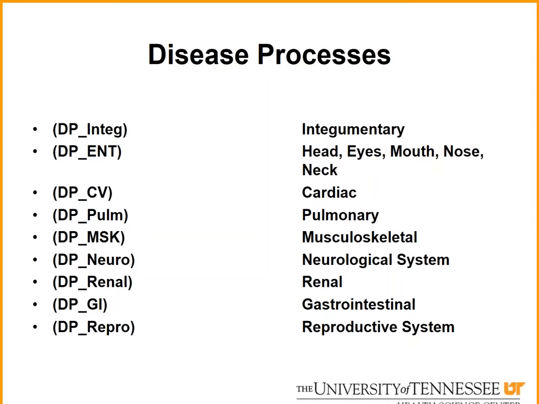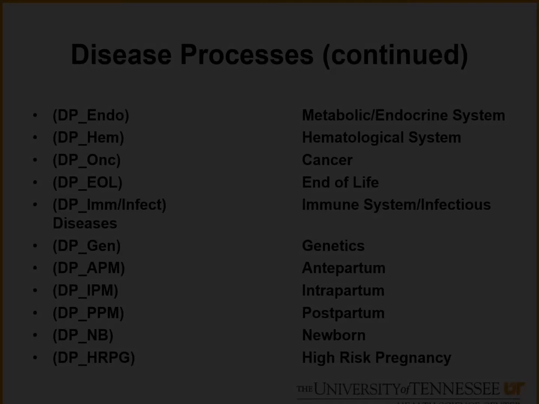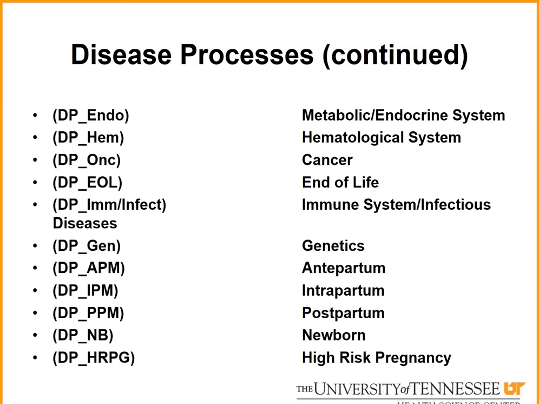So you can see how the faculty themselves only have to type in the codes that you see to the left. When we pull the report, we have a process by which we can look at the code and know exactly what that refers back to for disease processes. Here are some additional disease processes that we actually map or code to. We code to the metabolic or endocrine system, the hematological system, cancer, end of life, the immune system, which includes infectious diseases, genetics. We actually get into antepartum, intrapartum, postpartum, newborn, and high-risk pregnancy.